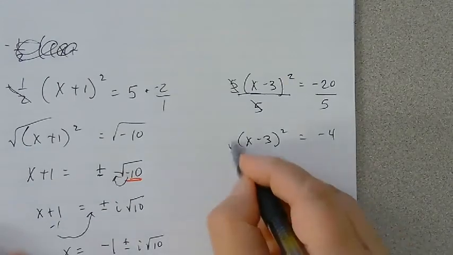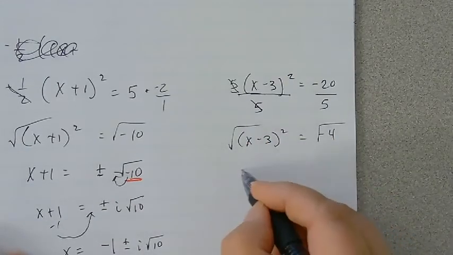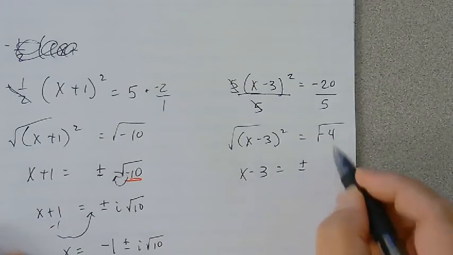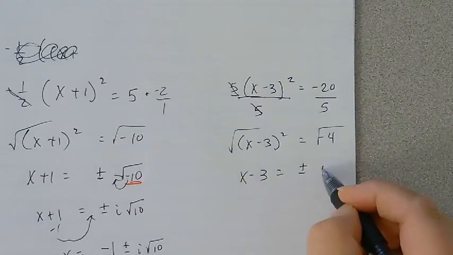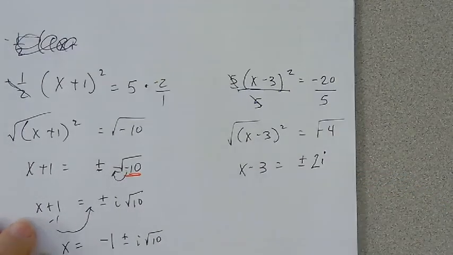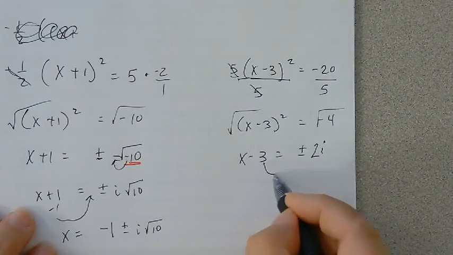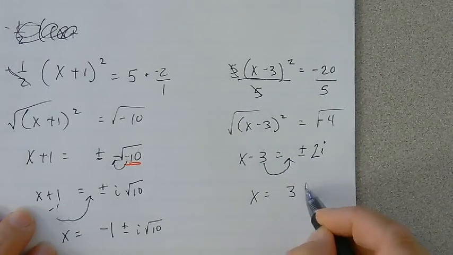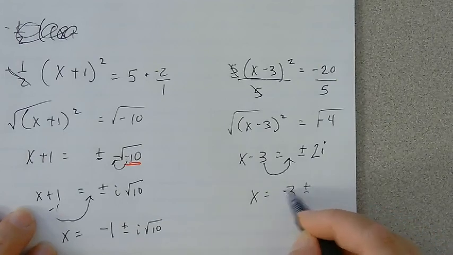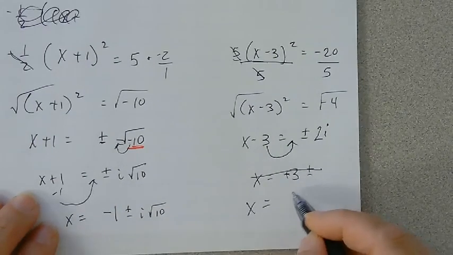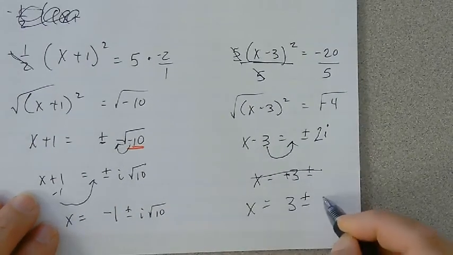And now I want to square root both sides. So over here I get x minus 3. And on this side I have plus or minus. The square root of a negative is i, and the square root of 4 is 2. So I'm going to write that as 2i. And then I have to move the 3 over. So it's going to be x equals 3 plus or minus, actually it's negative, nope, positive 3. Because it was negative here, so it'd be positive on this side. So x equals 3 plus or minus 2i.